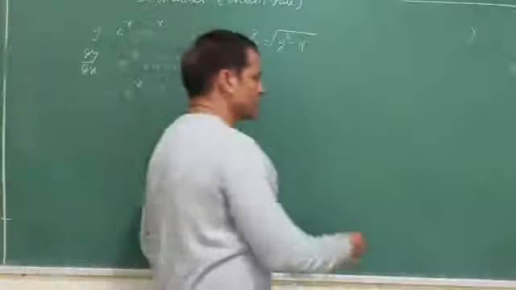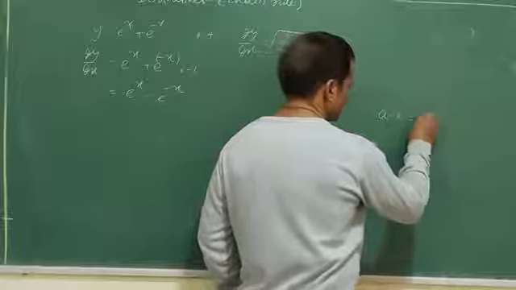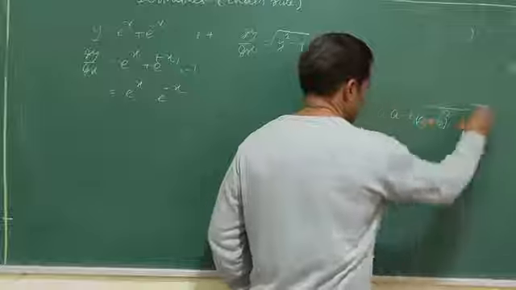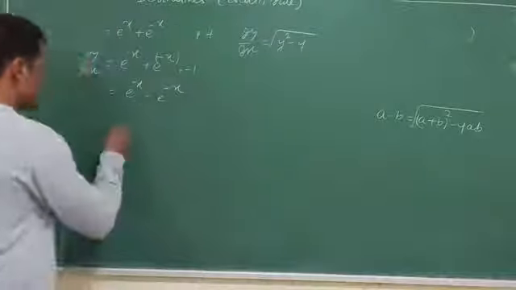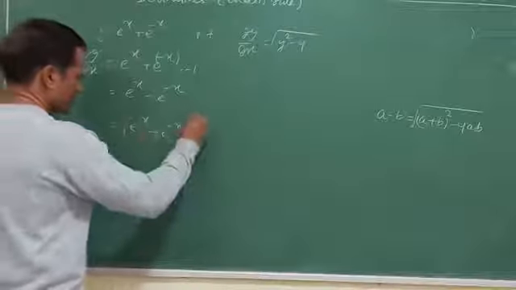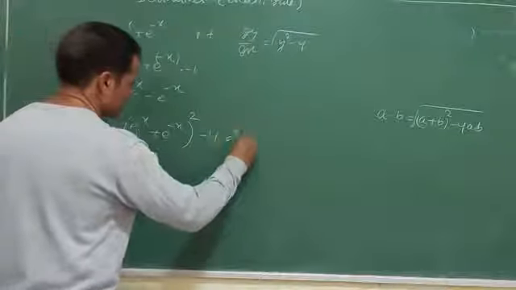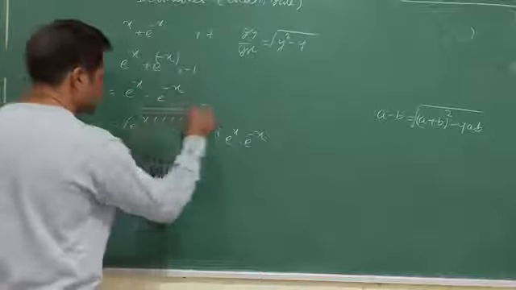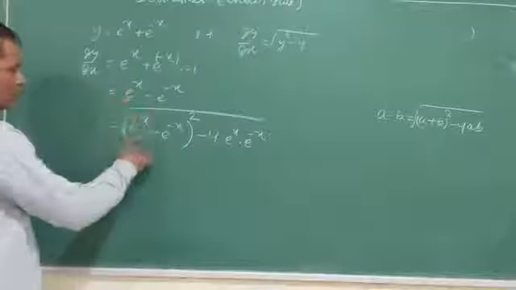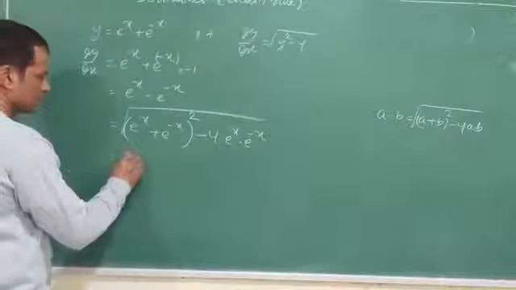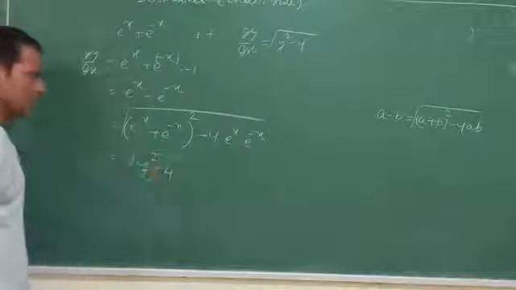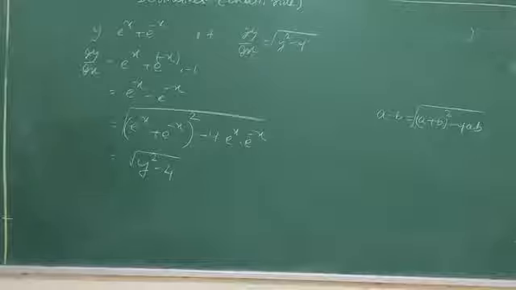So what I can write down a minus b as under root a plus b whole square minus 4ab. So I write down this one as under root e to the power x plus e to the power minus x whole square minus 4 into e to the power x into e to the power minus x. A plus b whole square minus this. So this becomes your under root y square minus 4. That's all. Alright?